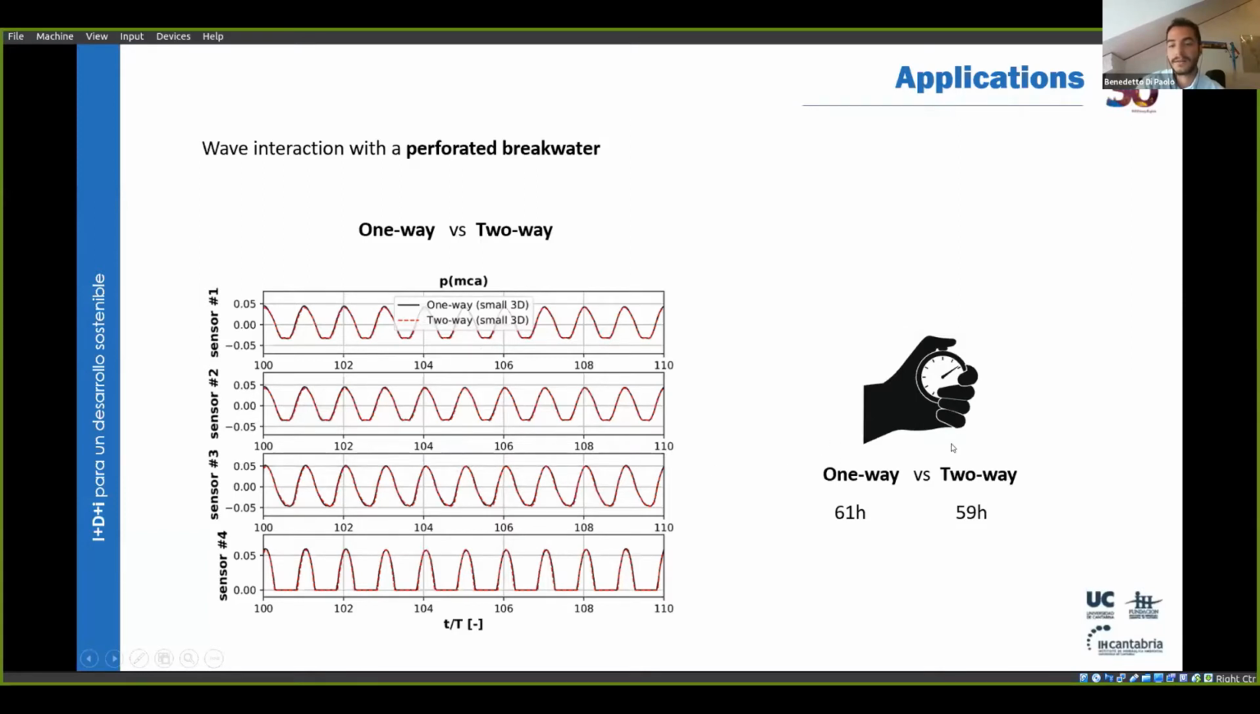Also, the computational time is quite similar, as we are using the same multi-region approach, and the only thing that changes here is the type of boundary conditions, which for the one-way is a little bit slower, as we had to do many more calculations in order to, for instance, absorb the reflected waves.